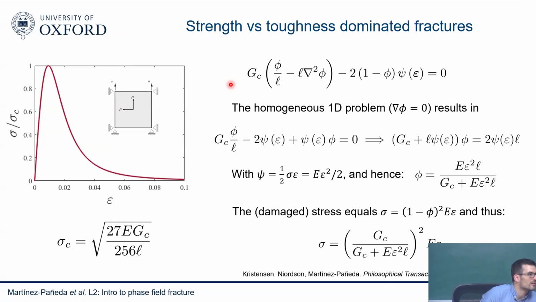Phi is the phase field variable, yes. Maybe I should emphasize it. It assumes only values between 0 and 1. Every person uses a different approach, but I'm using the most common terminology, which is 0 means no damage, 1 means completely cracked.